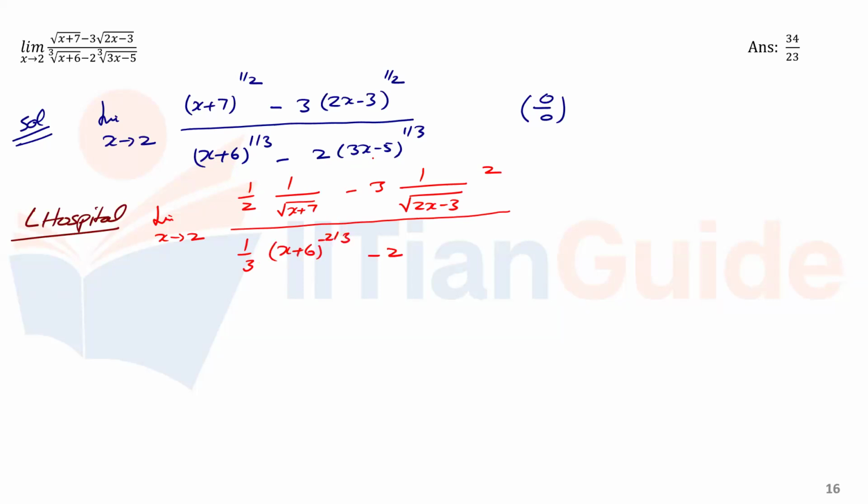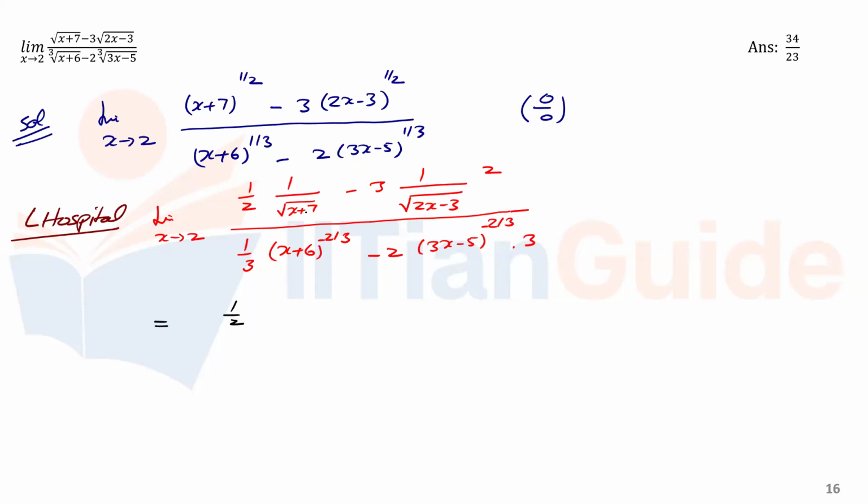Minus 2 is there. I will differentiate this. I'm getting 3x minus 5 whole power minus 2 by 3 and multiplied by 3. I have got this. Okay, now let's put x to be 2. If it is in the form of 0 by 0, I will differentiate it again, otherwise I will not. But it is not in the form of 0 by 0. Let's see what we are getting. We are having 1 by 2.